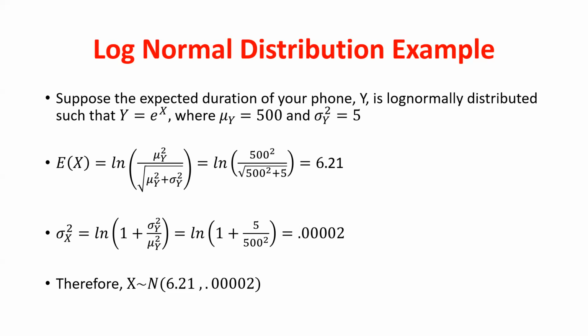is convert that value of 400 into a z-score. The problem is this mean and variance are for the natural log of y. So for my x value here, I'll subtract the mean of 6.21, and divide by the square root of that variance, the square root of 0.00002. But here, I won't put in the value of 400. If I put 400 in here, what's going to happen to my z-score? It's going to be ridiculously high, a couple hundred standard deviations away from the mean.